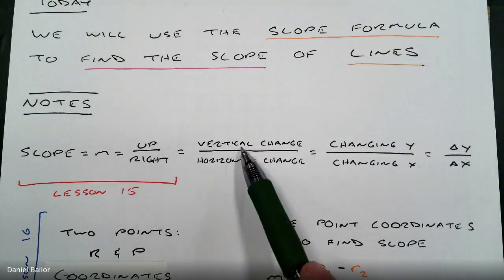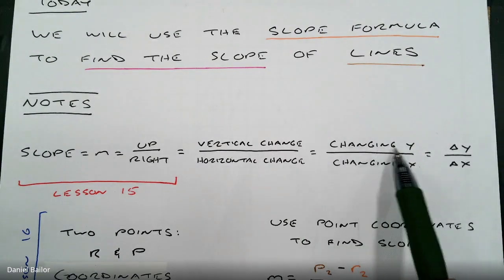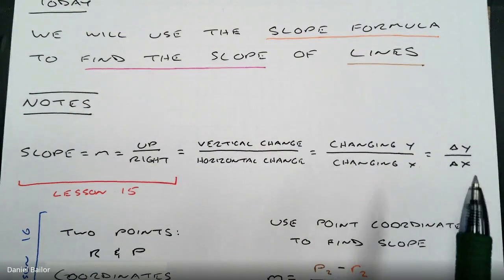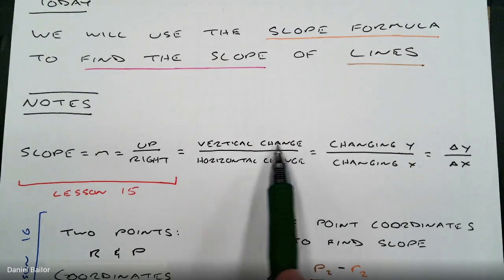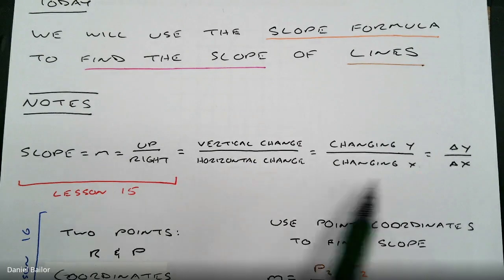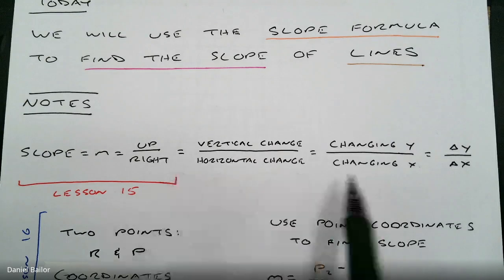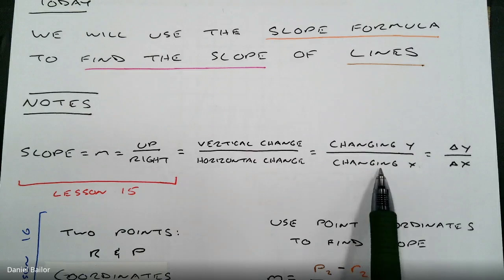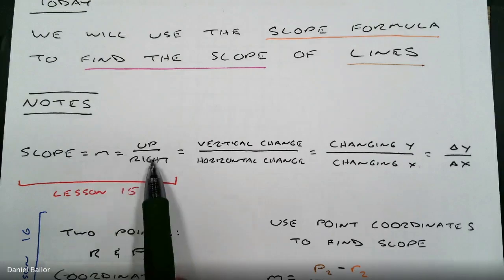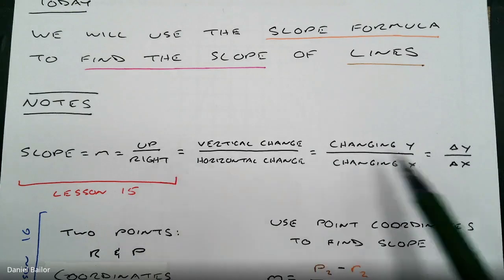Up means vertical change, which is also on a graph, the changing y, because y is the vertical axis. So changing y is the vertical change, is the up. Now, right means the horizontal change, the left and right change, which, because x is the horizontal axis, right means the changing x. So yesterday we said that slope is m, is up divided by right. Up is the changing y. Right is the changing x.